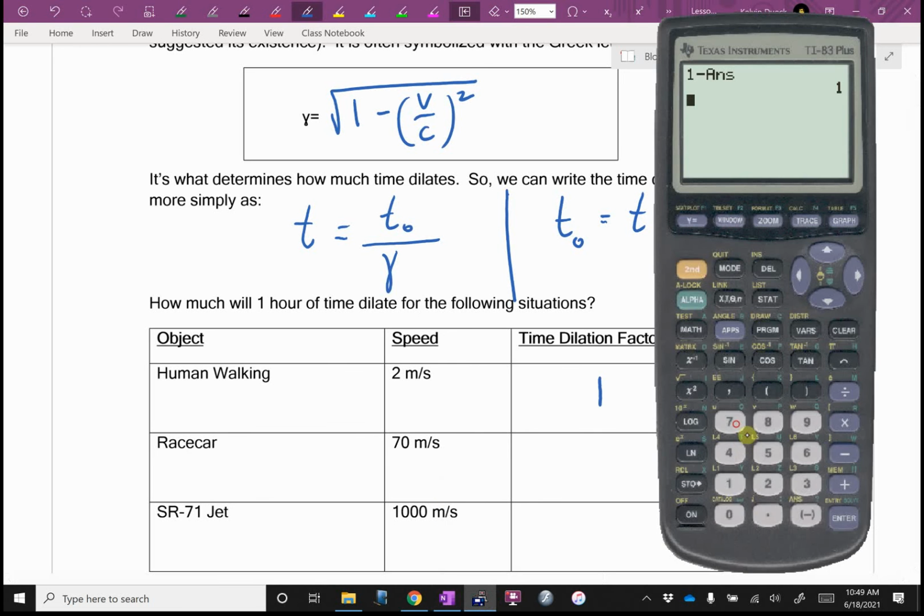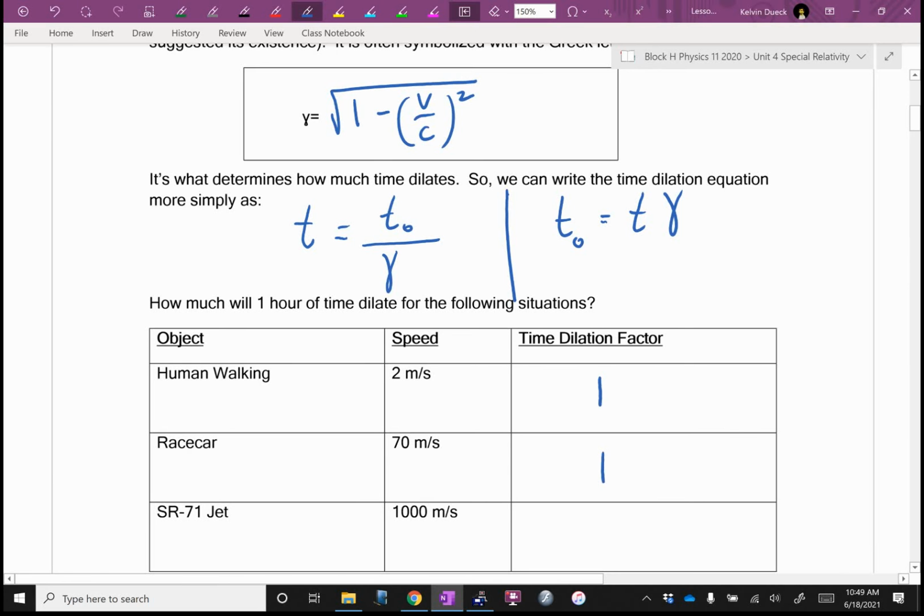So now I'm going to go 70 divided by the speed of light, hit equals, hit my squared button, hit equals, 1 minus that, and again, Liam, we'll jump in the next one. Just have patience. Again, I get a 1. Is time moving slower on a race car? Technically. Is it calculable? It's not a big difference.